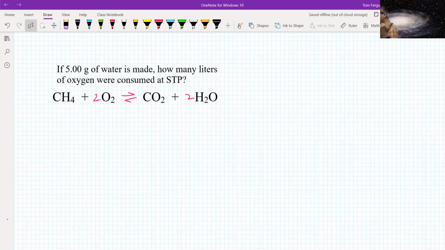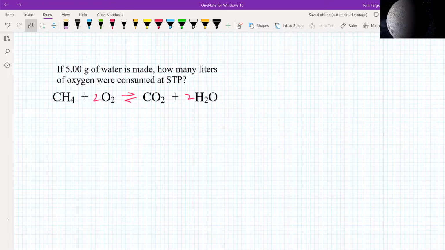Okay, so what's given in this problem? Exactly, grams of water, 5.00. And we're calculating liters. So we're going from grams to moles, mole ratio from the balanced equation, and then moles to liters. Notice it's always 3 steps. Always 3. I need to burn that into your mind. It's always 3 steps.